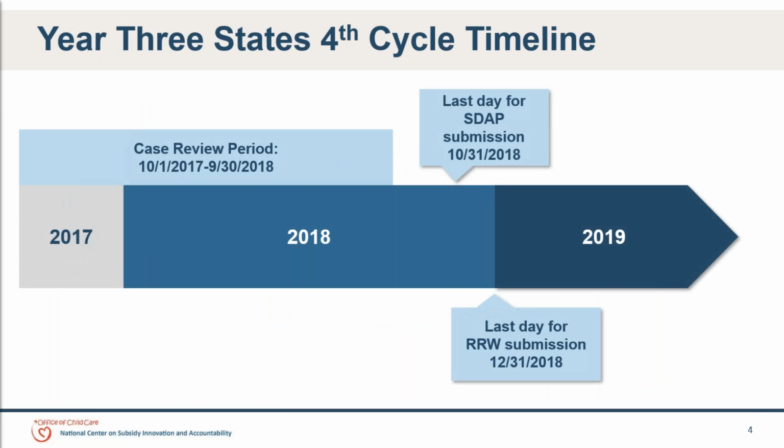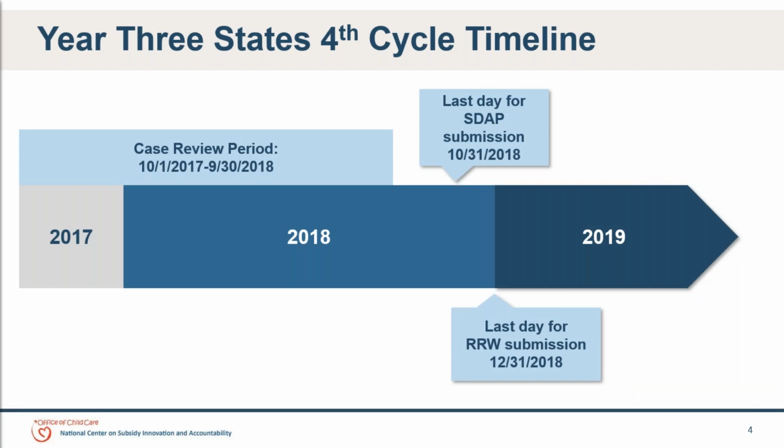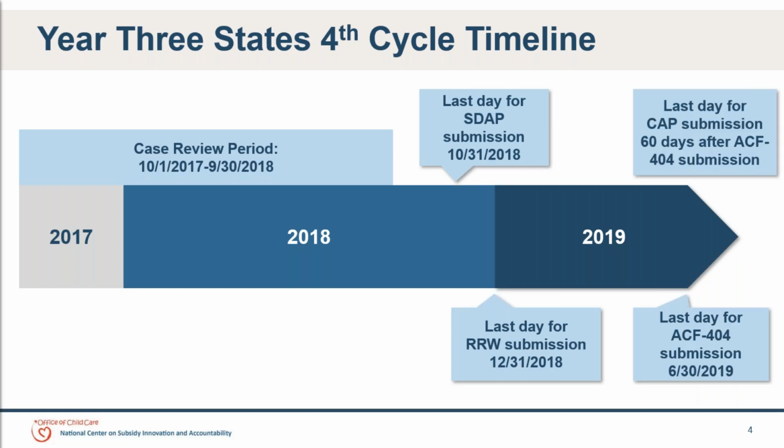So here is our timeline for you all and your completion of the record review process. I'm going to jump in here. So, we all know that you've all already submitted your SDAPs and record review worksheets, and you're currently completing your case reviews. So the last day for the ACF-404 submission is June 30th of this summer, so 2 months away. And then for anyone that may need to submit a corrective action plan, that's due 60 days after the ACF-404 submission.